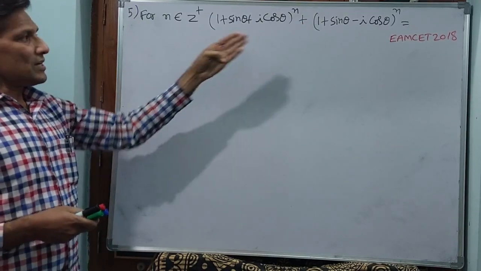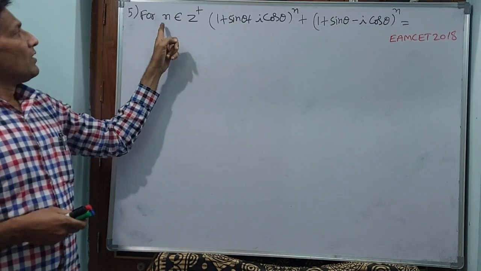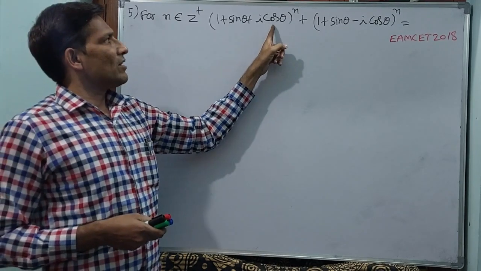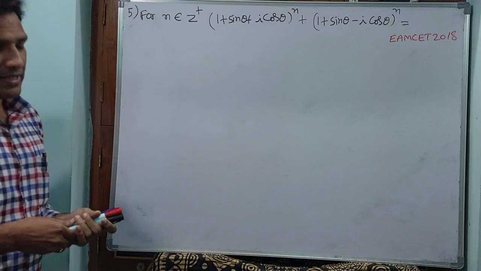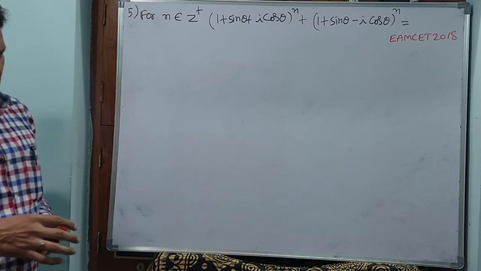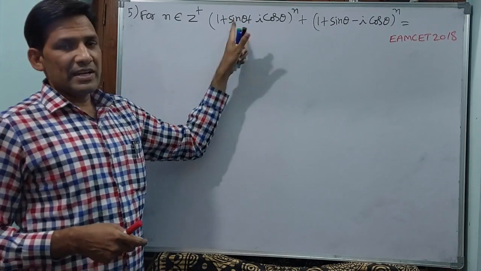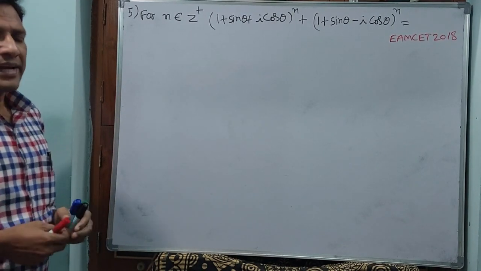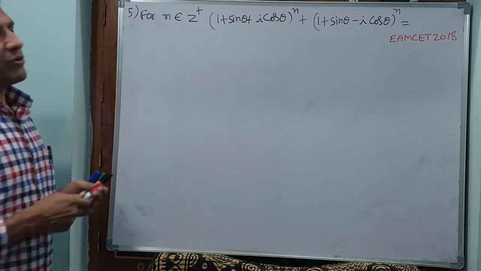See, this question was asked in EAMCET 2018. Let us proceed. n belongs to positive integers. (1 plus sin theta plus i cos theta) whole power n plus (1 plus sin theta minus i cos theta) whole power n, what is it, they are asking. See, here cos should be there, but cos is here and sin is here. How are you going to convert cos into sin? We know very well: sin(90 minus theta) is cos theta, cos(90 minus theta) is sin theta. Let us proceed like that only.